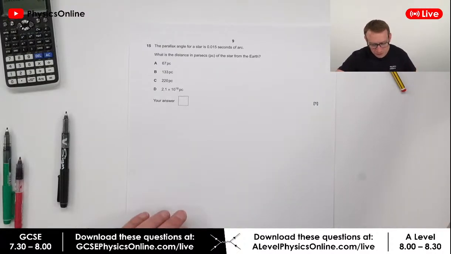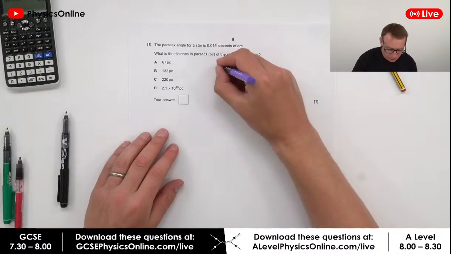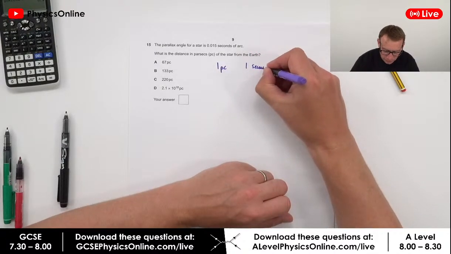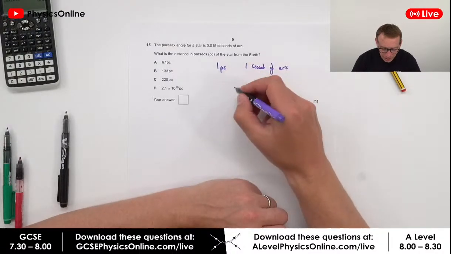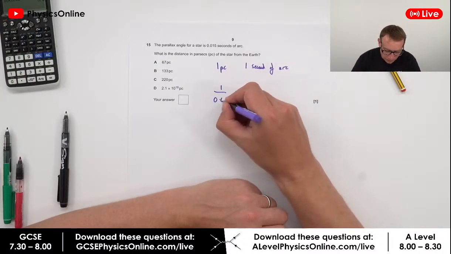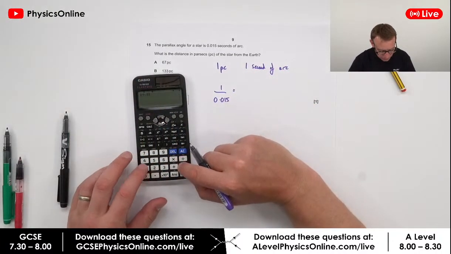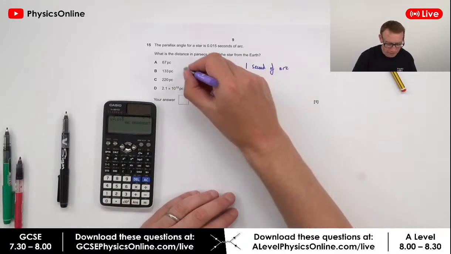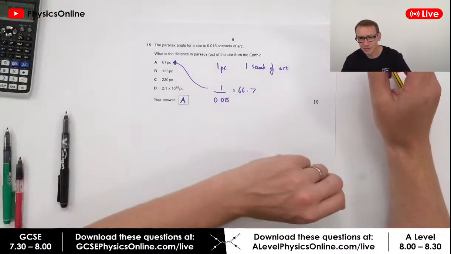So we basically know that 1 parsec is when the angle is equal to 1 second of arc. So if you've got 1 divided by 0.015 seconds of arc, that's going to be equal to 66.7, and therefore the answer is A. There we go, A. Right.